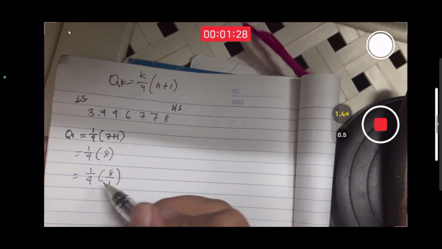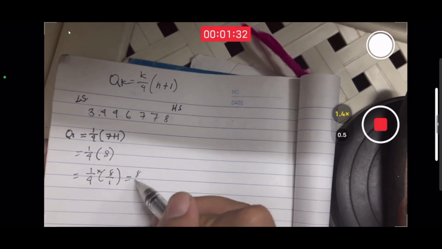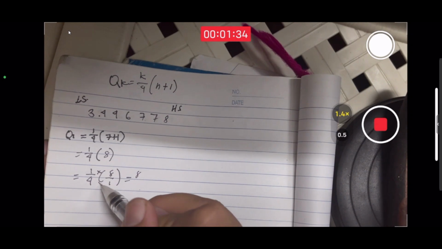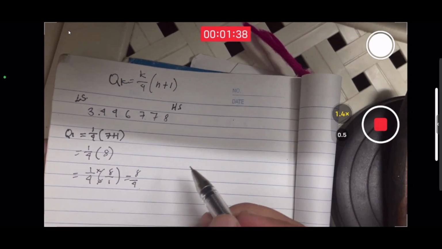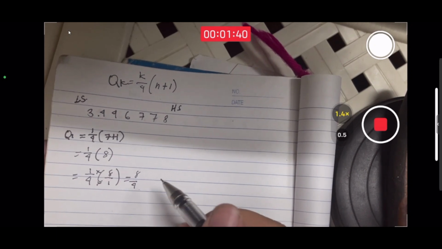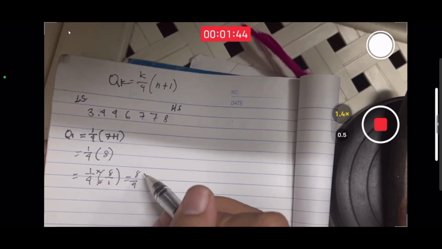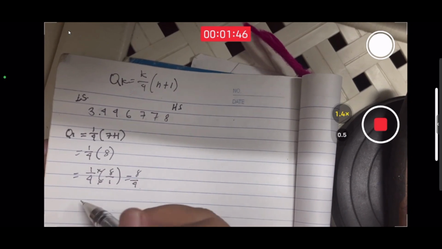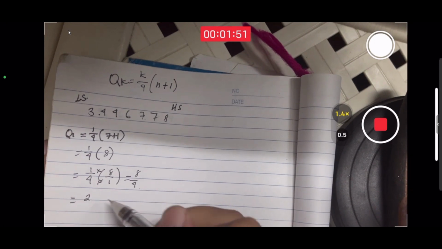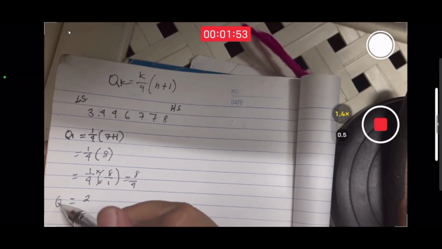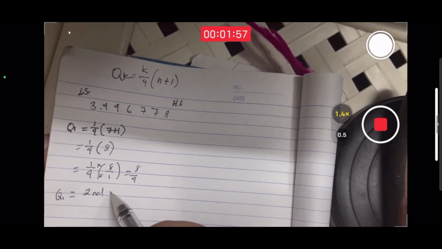Okay. So, multiply 1 times 8 is equal to 8. And then 4 times 1 is equal to 4. Okay? And then divide, simplify natin. So 8 divided by 4, that is 2. Okay, so our Q1 is on the second position.